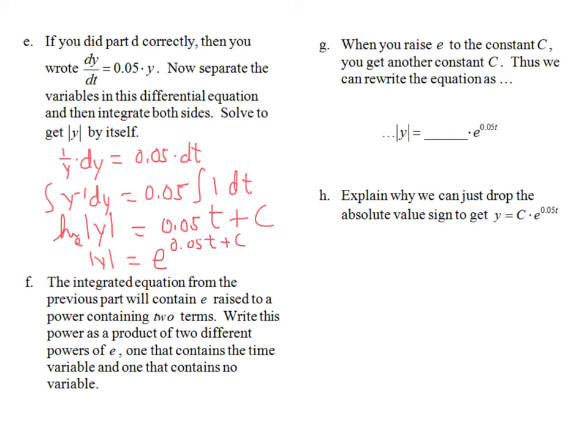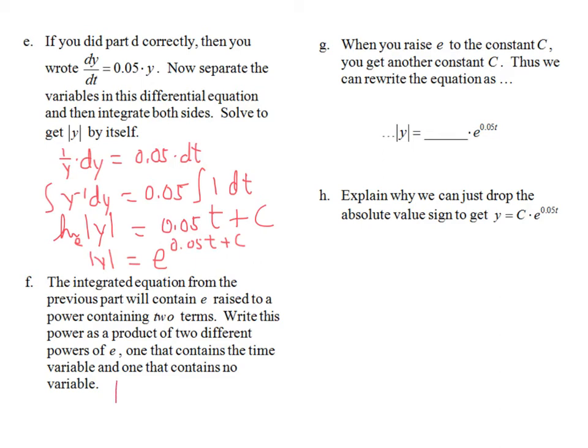Okay, so we have solved for the absolute value of y. Let's look at the next piece. We say the integrated equation from the previous part will contain e raised to a power containing two terms. That's what we have there. Write this power as a product of two different powers of e, one that contains the time variable and one that contains no variable. So in other words, remember now when you're adding exponents, that indicates we're multiplying two things.